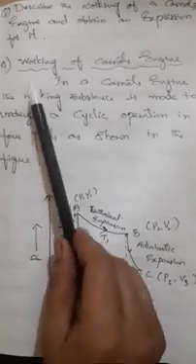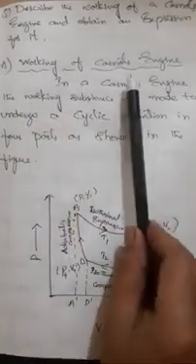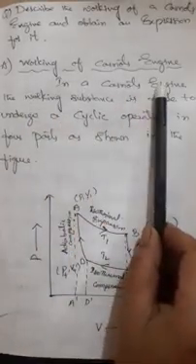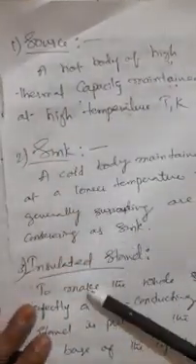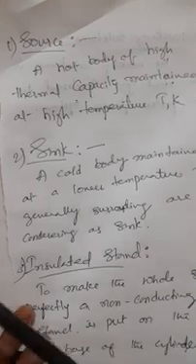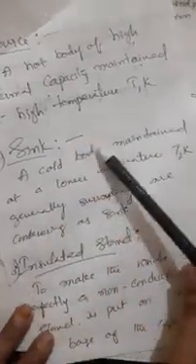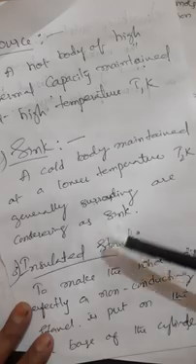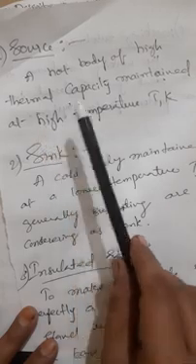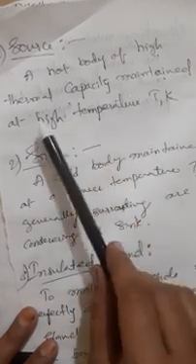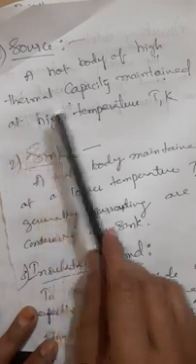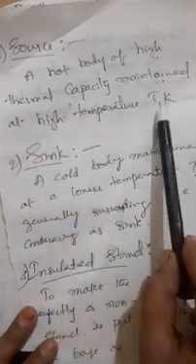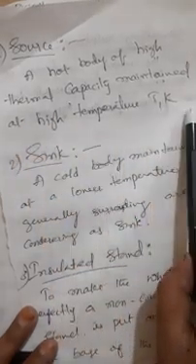Here, before talking about the working of the Carnot's engine, first of all we should know what is source, what is sink, what is insulating stand, and what is working substance. If you don't know these, we can't understand the whole topic. So first of all, what is source? Source is a hot body, maintaining a high thermal capacity and a high temperature, that is T1 kelvins.